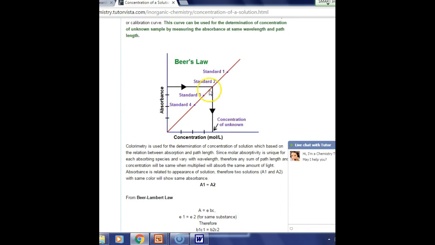Okay, and so the 4 standards I used to prepare the graph for you, and then you are going to take the absorbance reading you got for your unknown solution and use that regression line to determine its concentration.